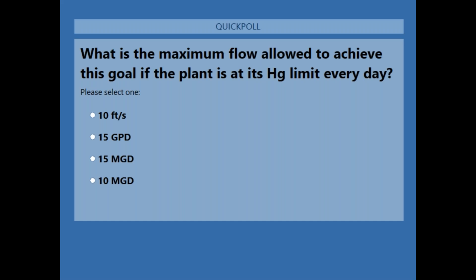It looks like about 45% have answered. I'm going to leave it up for a few more seconds, but just know if you get this answer incorrect, you will not be penalized. It's just for your own practice. So get those answers in. I'm going to close the poll in 3, 2, 1.